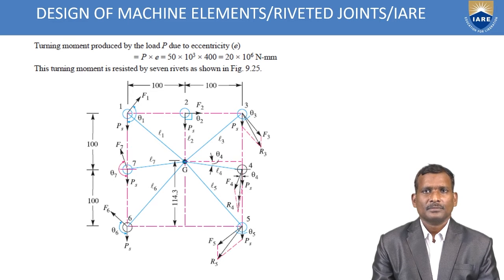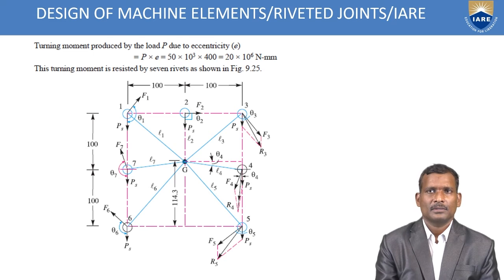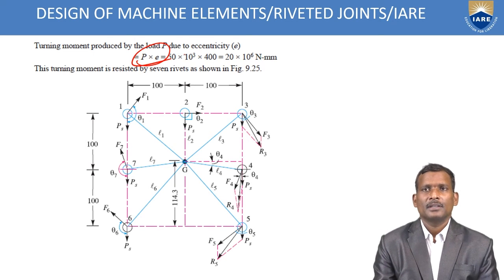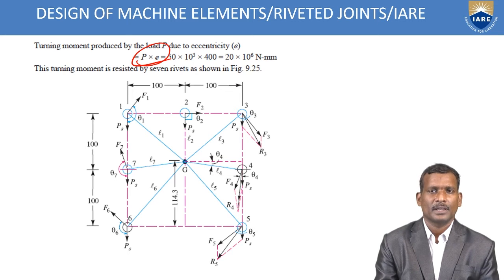So in this, the turning moment is produced by the load P. Here, due to the eccentricity, that is P into E, P multiplied with E, you will get the turning moment, the twisting moment. Due to this twisting moment, secondary shear stress will occur.